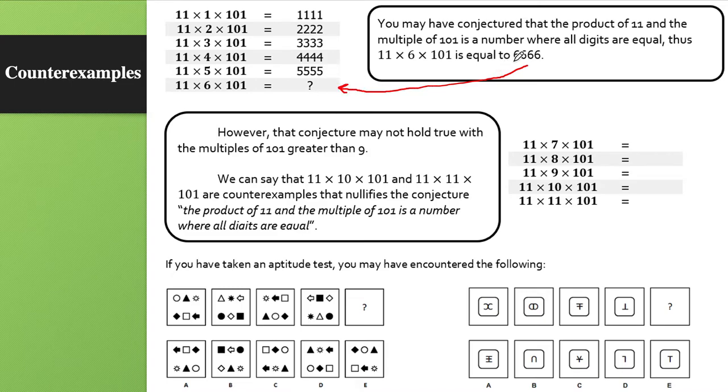That's going to happen. However, the conjecture may not hold true with the multiples of 101 greater than 9. We observe that 11 times 7 times 101 is going to give us 7777. There are four sevens here.